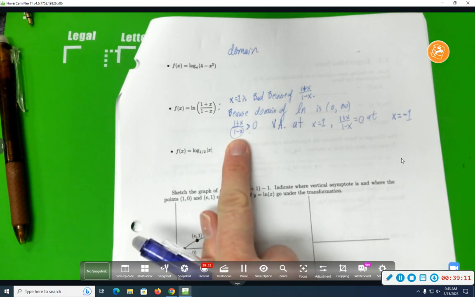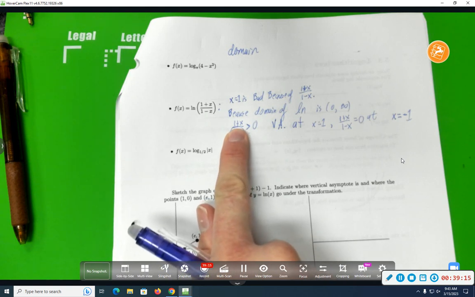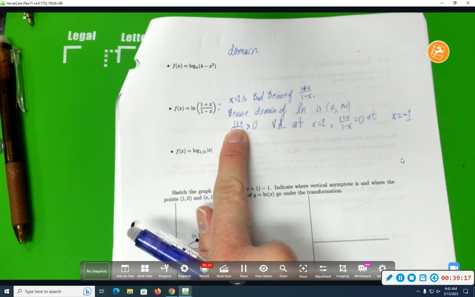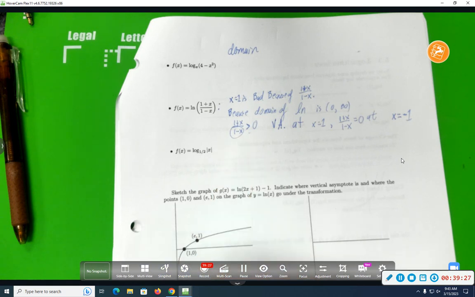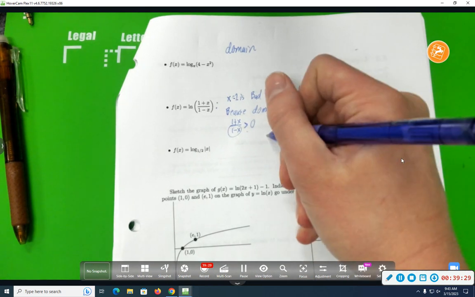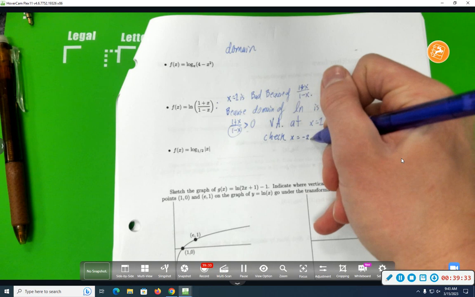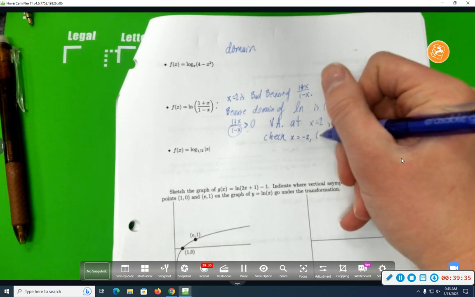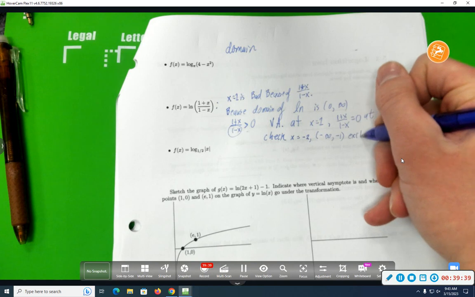Plug negative 2 into that. Negative 2 plus 1 is positive or negative? Negative. How about the denominator? Positive. So, will the result be positive or negative? So, you check x equals negative 2. You find out that negative infinity to negative 1 should be excluded.